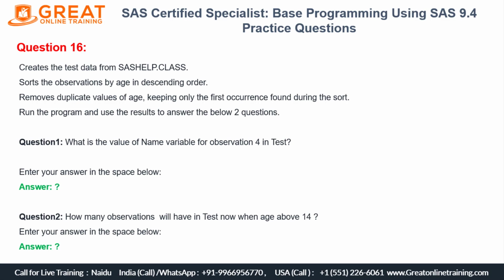How many observations will we have in test now when age is above 14? How many records will we have? If it is 0 records, 10 records, 30 records, we will see about it and we will try to answer this. So guys, it's a simple question.